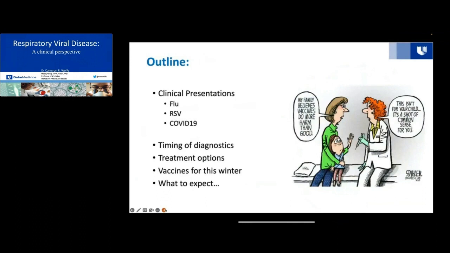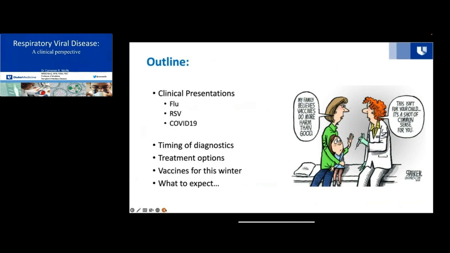So my outline of what I want to cover today really goes through, as I said, some of the clinical details. I'm going to try and tease apart how clinicians may view differences, where they exist, in flu, RSV, and COVID. We'll talk a little bit about the timing of diagnostics, some treatment options that exist for at least a few of these viruses, and then some good news, at least in terms of vaccine options, which are now coming down the pike. I'm then going to turn to my crystal ball and try and do a little bit of predictive work and hopefully give you some indications as to what we might expect for the upcoming respiratory viral season.